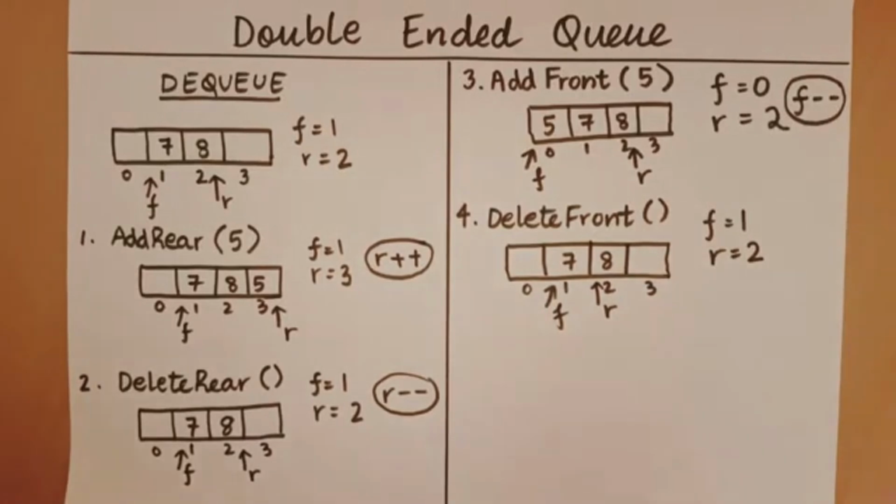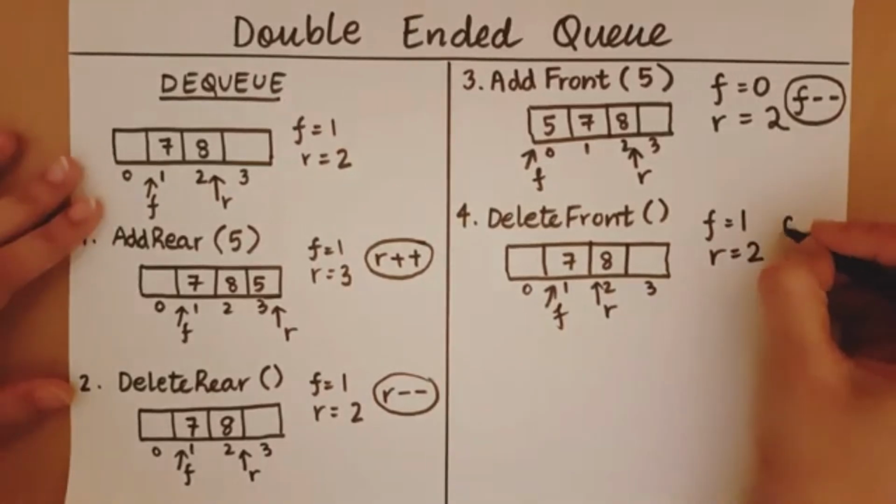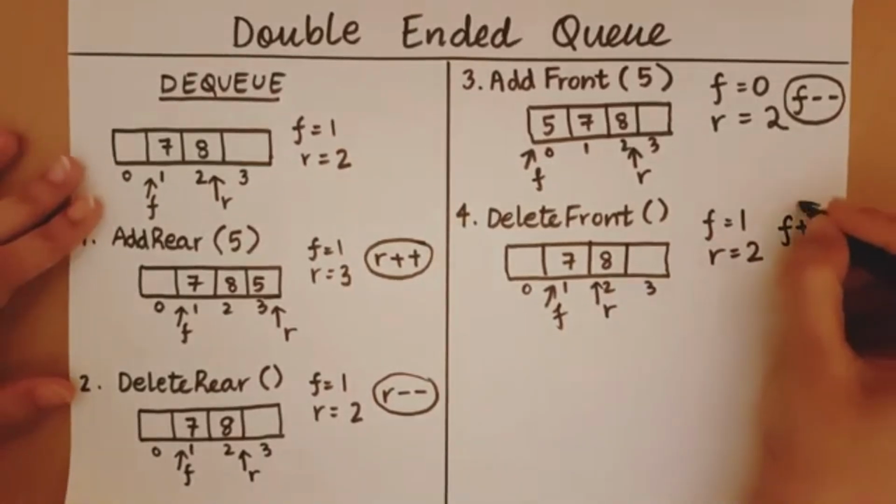So what I am doing here is, I'm going to increment front by 1 so that the queue no longer keeps track of the 0th element. So in this case, the operation I am performing is front plus plus.